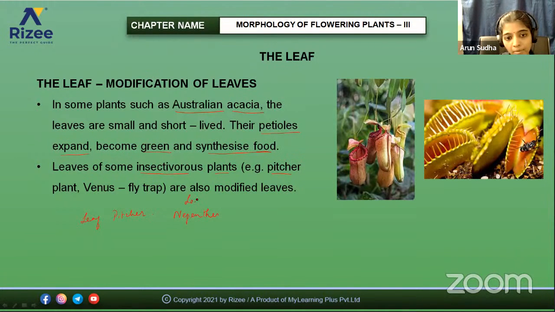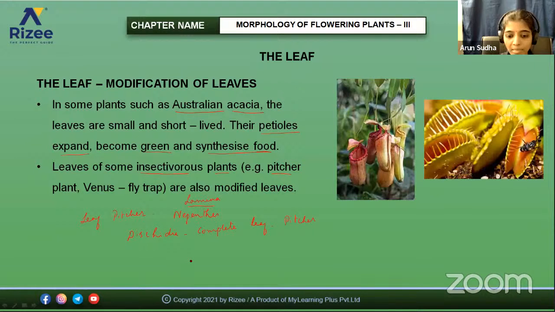Here the lamina is modified into a pitcher. But in the case of some plants like Dischidia, the complete leaf is modified into a pitcher. The case of Dischidia. So leaf pitcher, here the lamina is modified. Lamina alone is modified into a pitcher in the case of Nepenthes. The complete leaf is modified into a pitcher in the case of Dischidia.